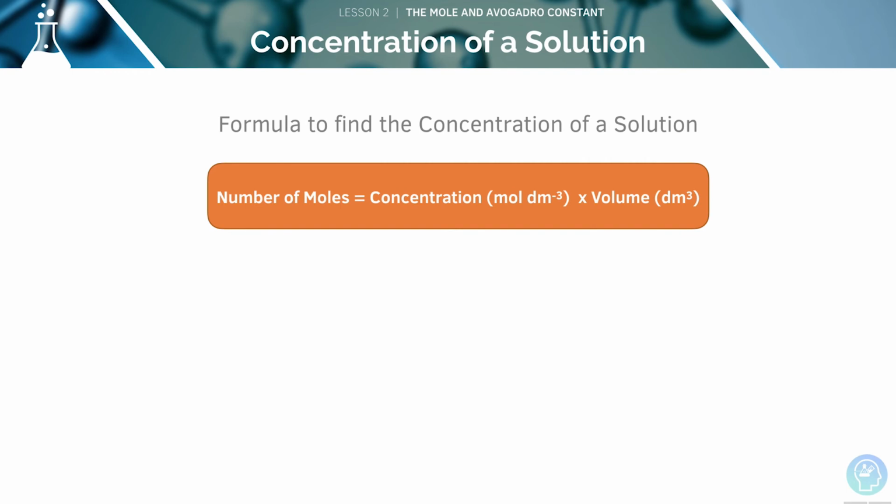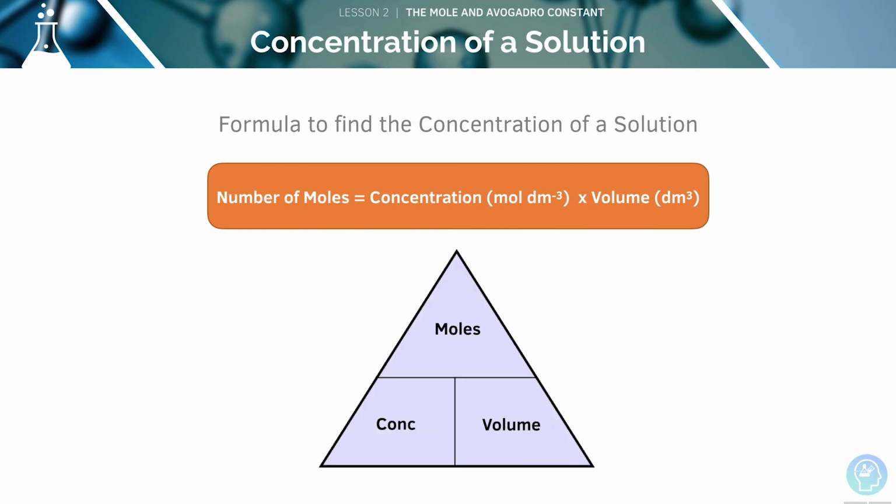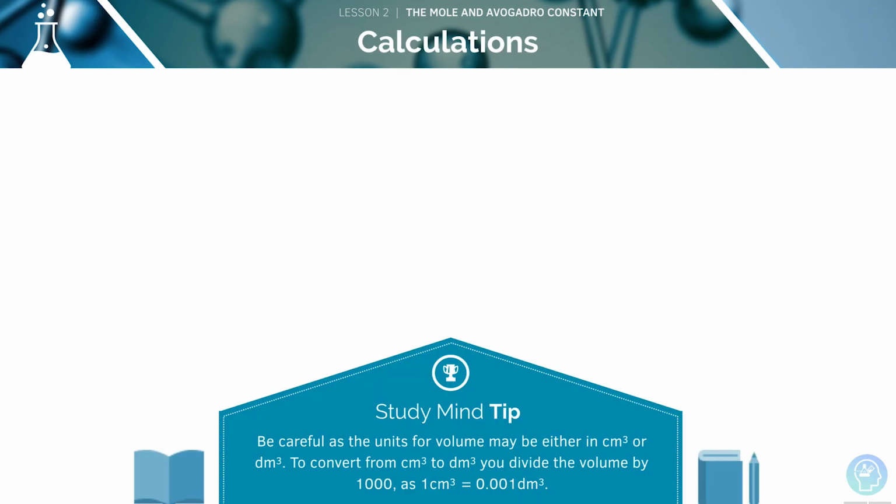This is the equation we use to calculate the number of moles when dealing with concentrations in volumes. Again, we can put this into a formula triangle, with moles at the top and concentration and volume at the bottom. You need to be careful with this equation, as the units of volume may be either in centimetre cubed or decimetre cubed. To convert between centimetres and decimetres cubed, you should divide the volume by 1000, as 1 centimetre cubed is 0.001 decimetres cubed.